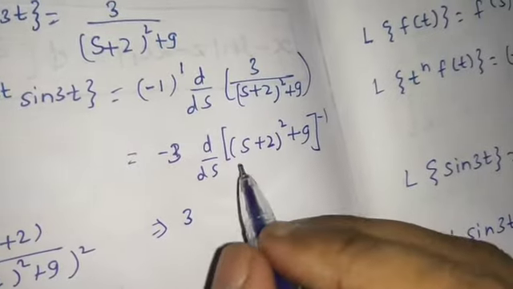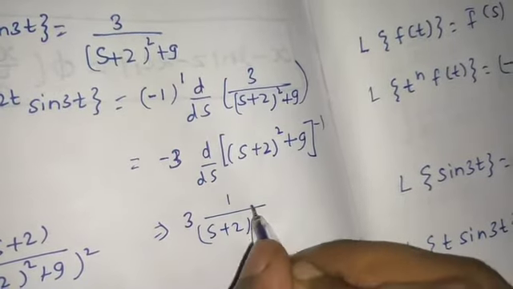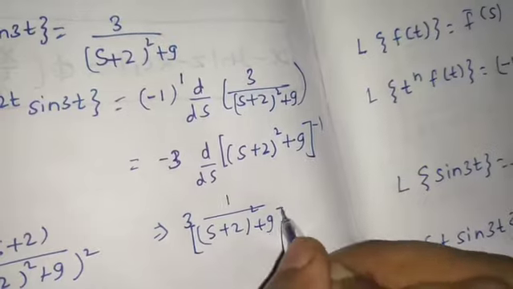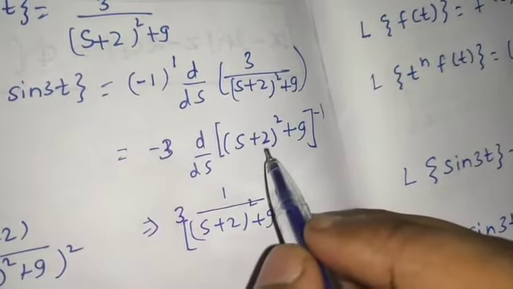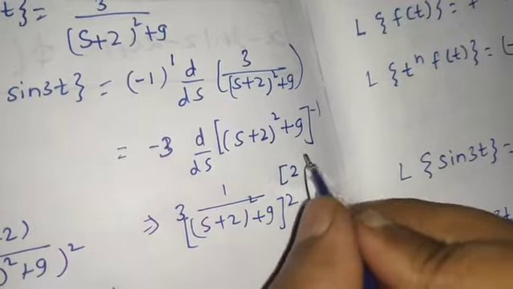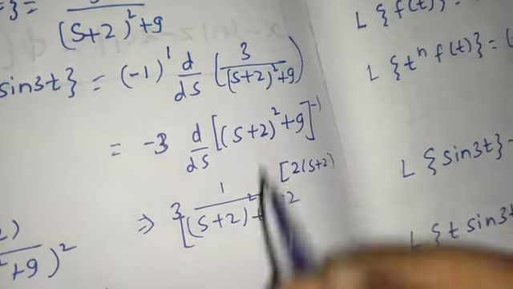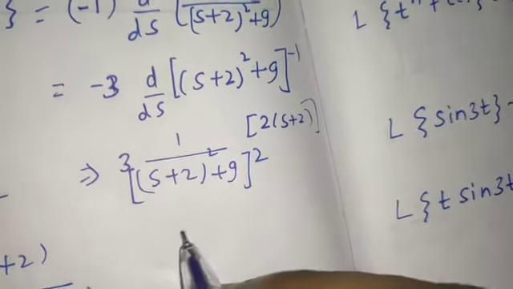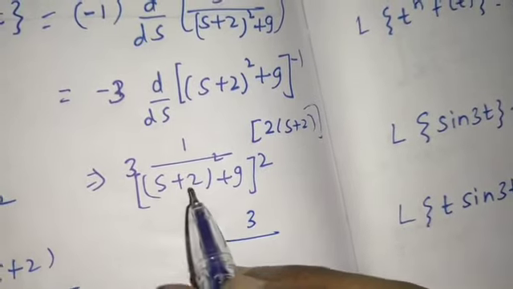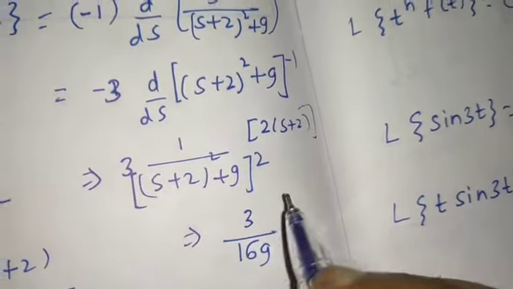If you differentiate, minus sign will come out, so this will become 3, and power will decrease, so I can write this as 1 upon ((s plus 2) whole square plus 9) to the power 2, and the derivative of (s plus 2) whole square is further 2 times (s plus 2). And the derivative of s plus 2 is 1. So this is there. Now you have to again put s as 0. So if you put s as 0, you will get 3 divided by 4 plus 9, 13. 13 square is 169.